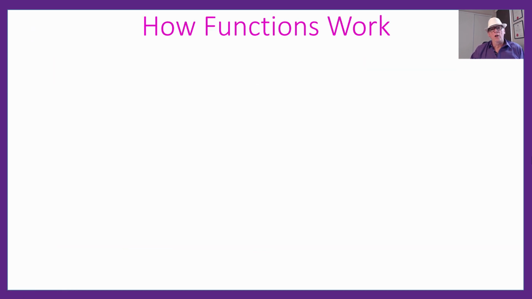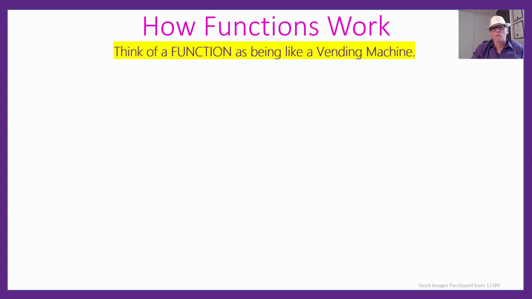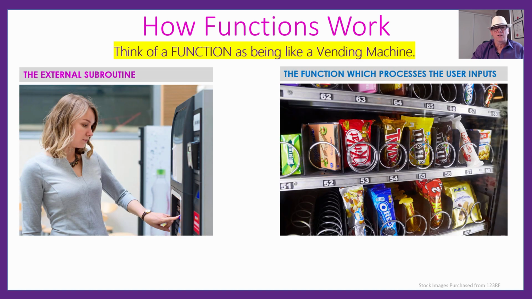So how functions work, you need to think about it like a vending machine. This is a really good analogy, or a way of thinking about functions, if you get lost with everything. So we've got the external subroutine, and then we've got the actual function that processes the inputs which you've sent into it. So here we've got the external person. She's going to put money into the machine. That's one of the inputs, or a credit card. And then she's going to pick a number on the keypad, and that's like the second input.